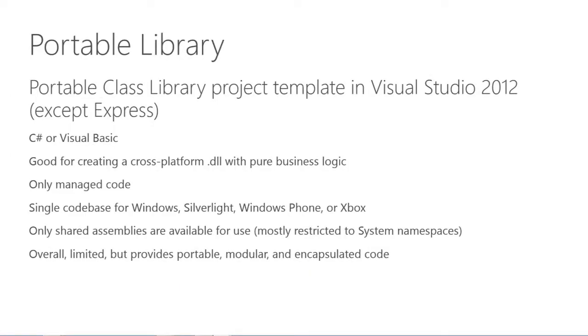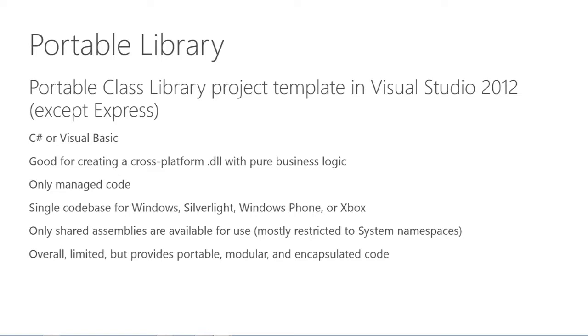So let's start with portable class libraries. Again, the portable class library, we've mentioned this already a couple of times. It's a portable class library project template in Visual Studio 2012. You can build in either C# or Visual Basic. It is managed code, and it's really good for building cross-platform DLLs that are pure business logic, right? You don't put UI into those because, again, you don't want to reuse UI, and you can't, in fact. It is only managed code.